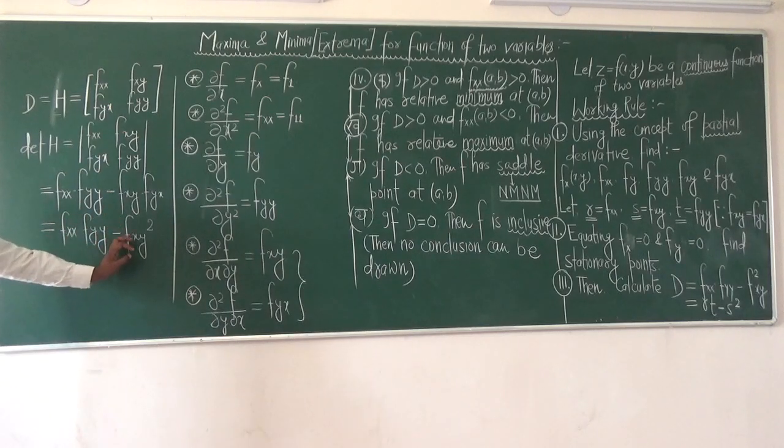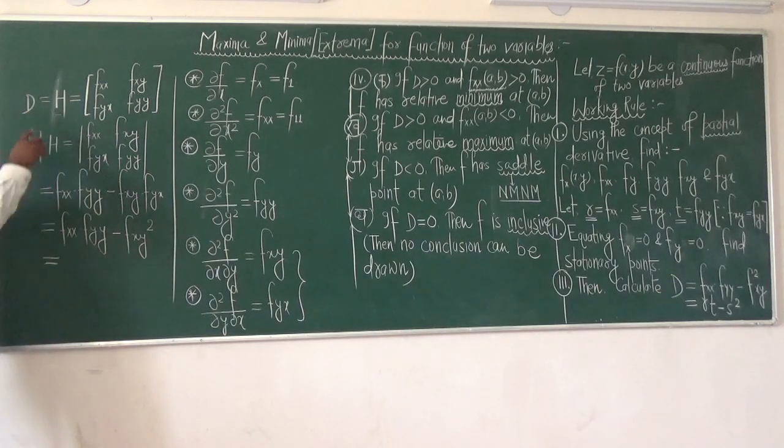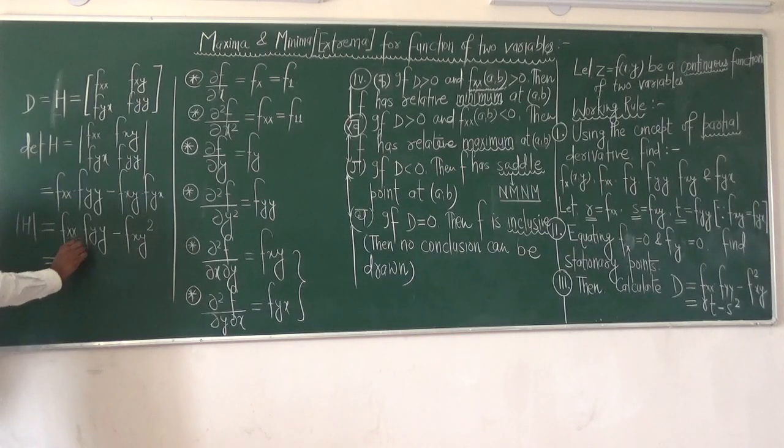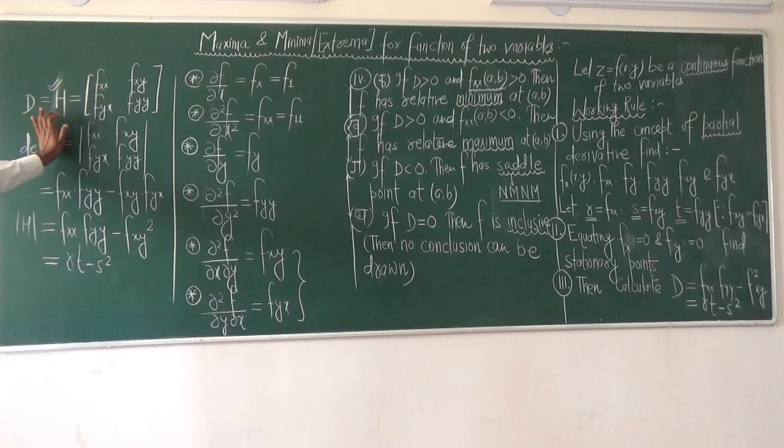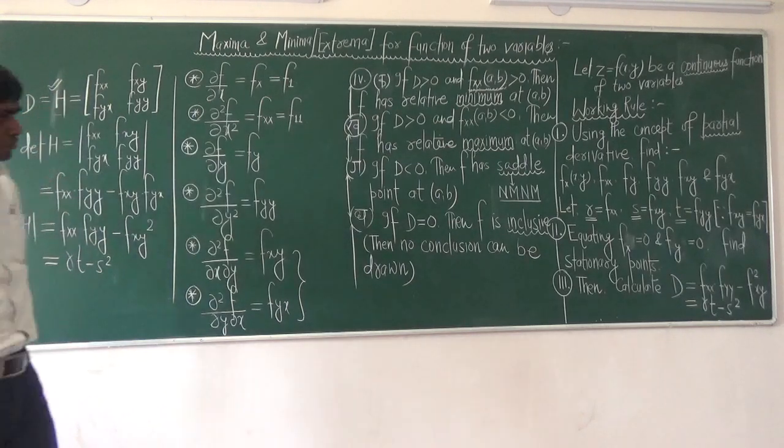Then we can write f_xy squared. Here f_xy and f_yx both are equal, so we can write f_yx as f_xy, and then it turns into f_xy squared. And this Hessian, det H, turns into rt minus s squared. It is a very important Hessian matrix. In the Lagrangian method of undetermined multipliers, we also use this Hessian matrix, and it is very important.